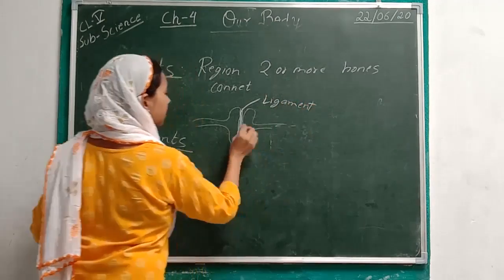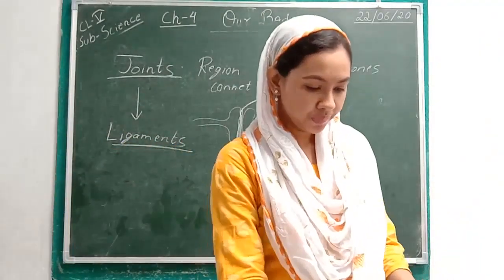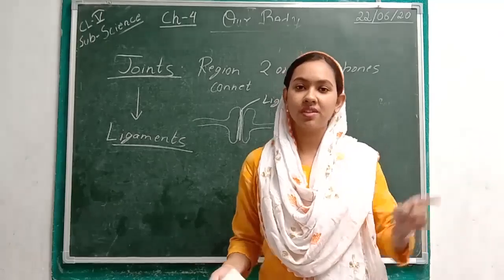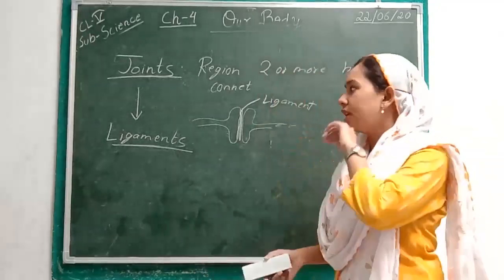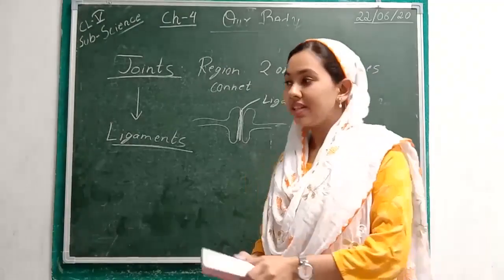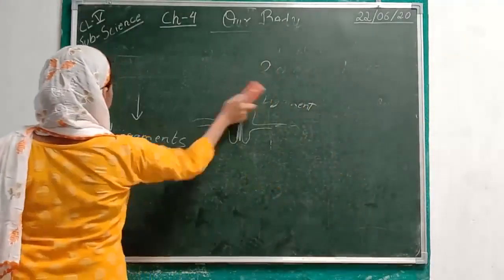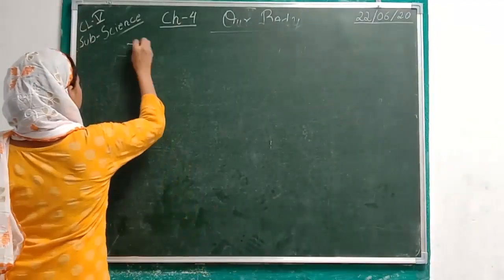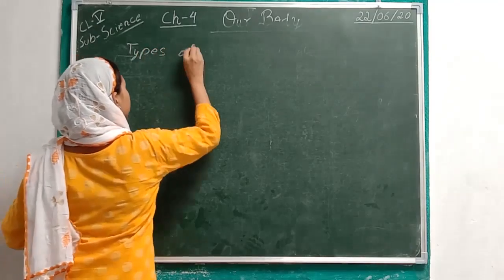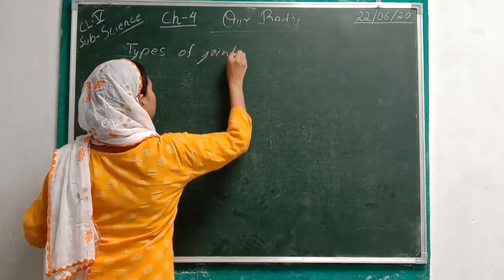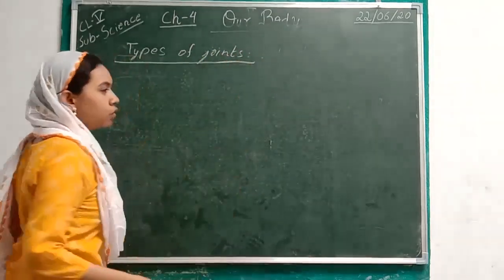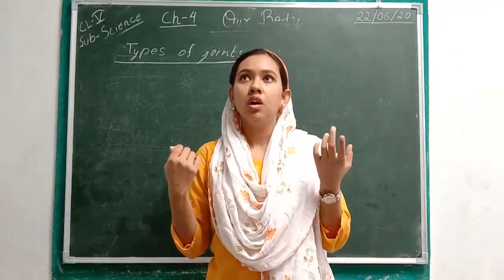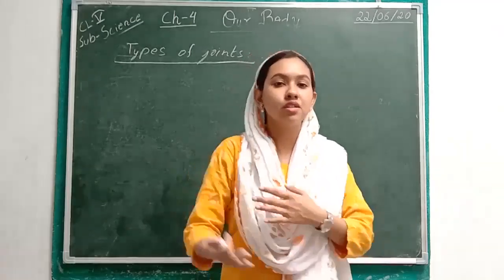So the ligament helps in the connection of two or more bones. Now, most of the joints present in our body are movable, except the ones present in our skull and in our tooth socket. So let's see the types of movable joints. These are the ones which can move. On what basis can they be divided? They can be divided on the basis of their movement.